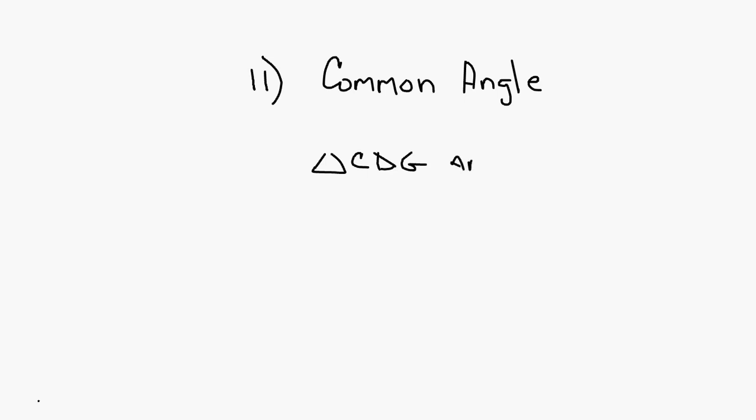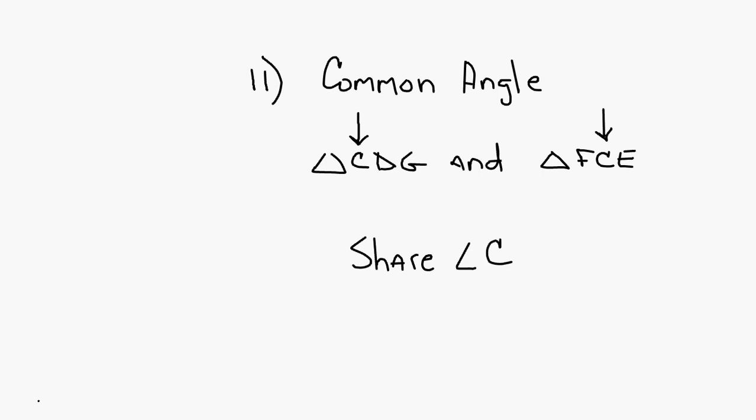And if you look at number 11, they're looking for a common angle. Common angle of two triangles, and you've got triangle CDG and FCE. Yeah, they've both got C in the description, so they both share angle C. And then I think you can handle the vocabulary on your own. There are 5 definitions down there that you have to match with the terms.